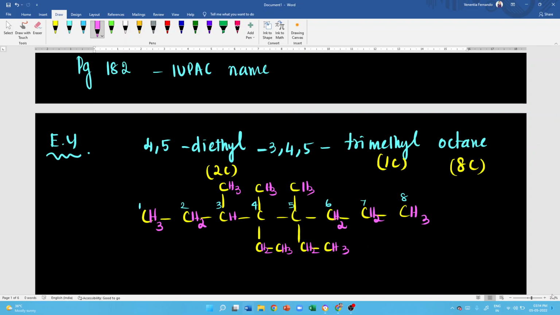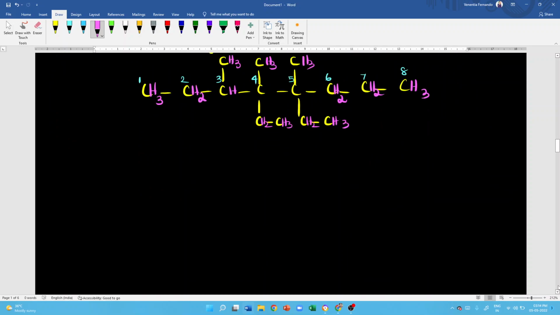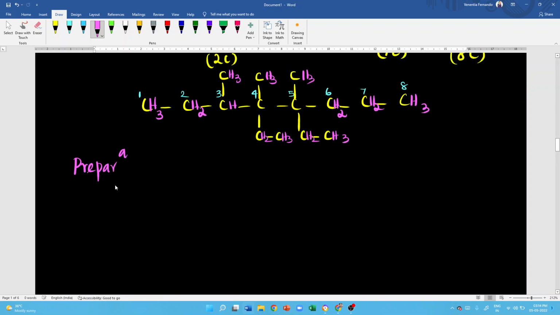So the first part of alkanes is over. Next we are moving to the preparation of alkanes.